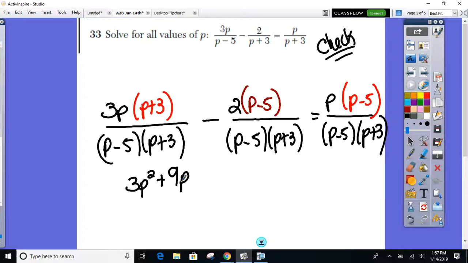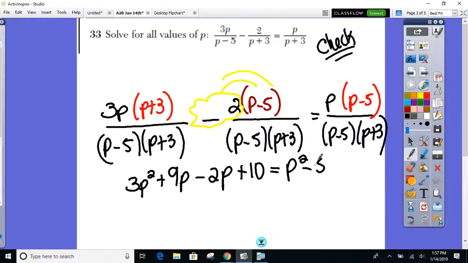Here's where the trap happens. What's the trap? That you're going to be better than and not fall into. You're not distributing a negative 2. Distribute the negative 2. So you'll probably write down minus 2P, oh boy, and you might write down minus 10, but it's plus 10. And then over here, P squared minus 5P. I'd probably do a little cleanup.